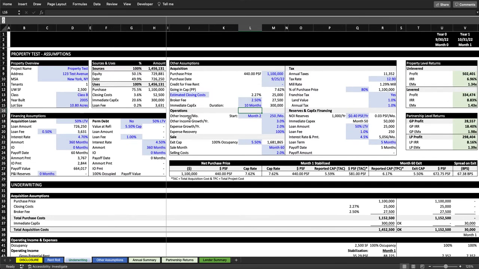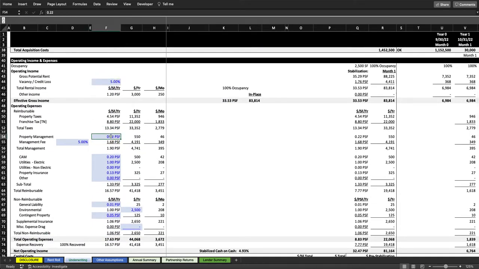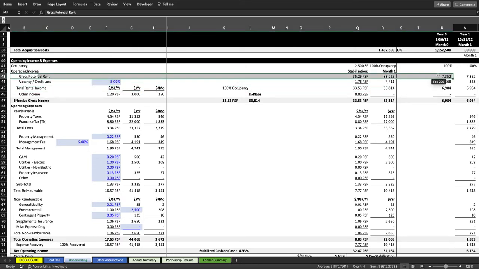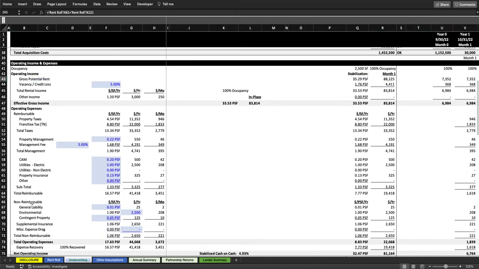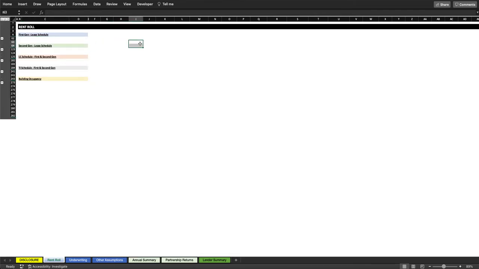Next, we're going to go into the operations section. So this is going into the operating statement. So we come down here and you'll see you have some blue tabs over here for your operating expenses and a little bit for the vacancy for your operating income. But we're going to start by now headed to the rent roll tab. So this is the gross potential rent section, and this is pulled from the rent roll tab. So if we hop to the rent roll tab, this is what it looks like. You can make it nice and neat, right, by pressing that one button. You'll see the sections in this tab are first generation lease schedule, second generation lease schedule, leasing commission schedule, tenant improvement schedule, and then finally building occupancy.